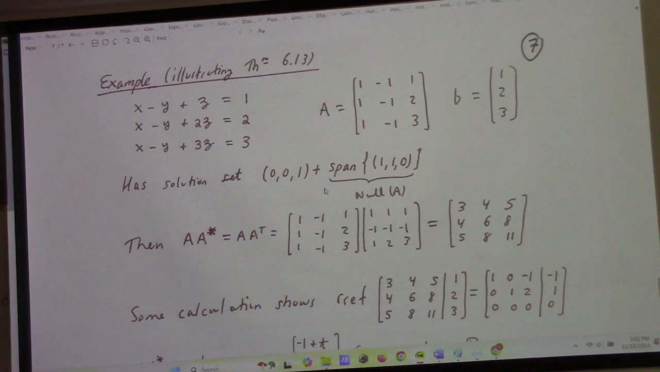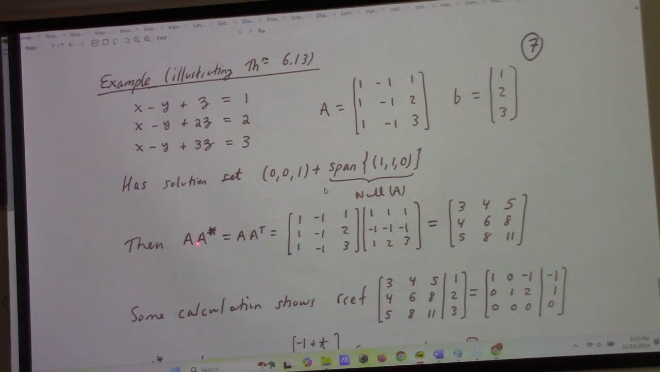So check this out. Suppose you're trying to solve this system of equations: x minus y plus z equal to 1, x minus y plus 2z equal to 2, x minus y plus 3z equals 3. This is a consistent system. You can check that the solution set is (0, 0, 1) plus the span of these guys. So it actually has a one-dimensional null space.